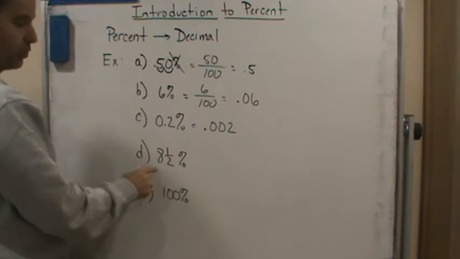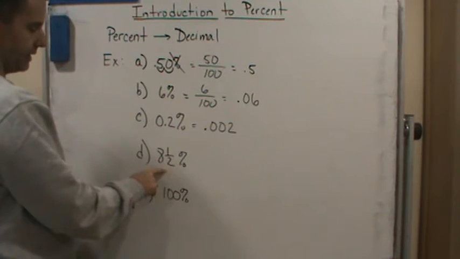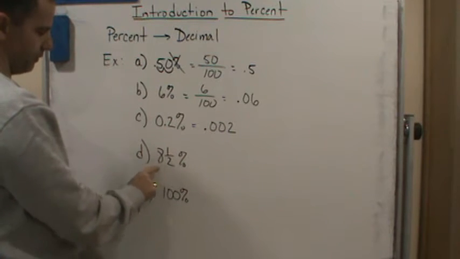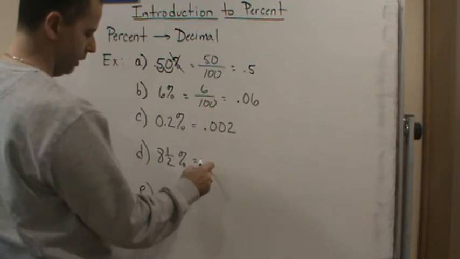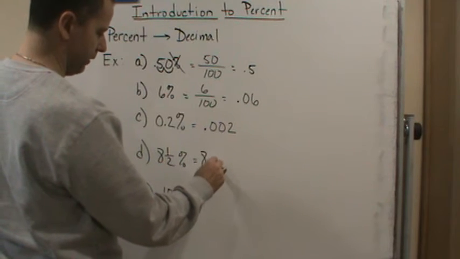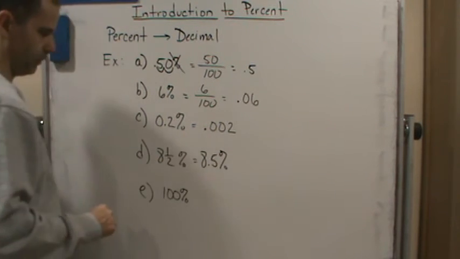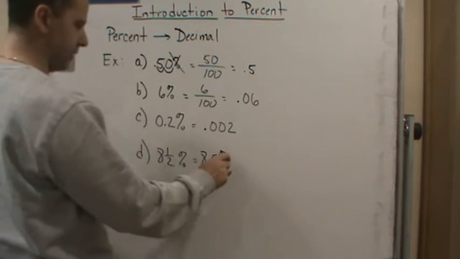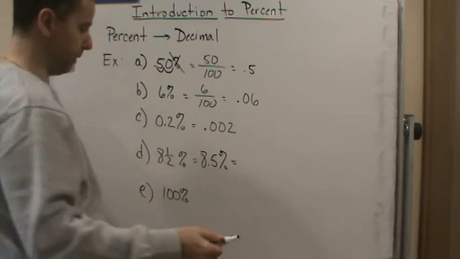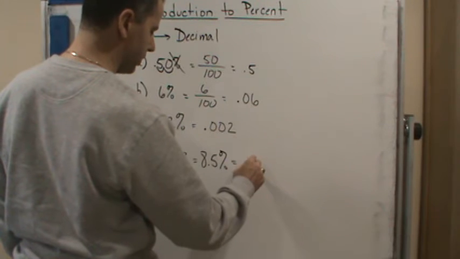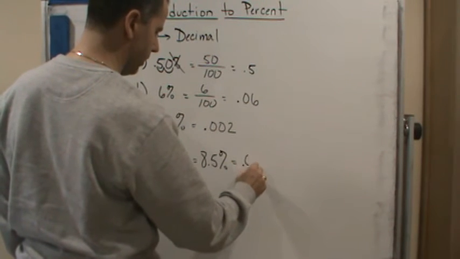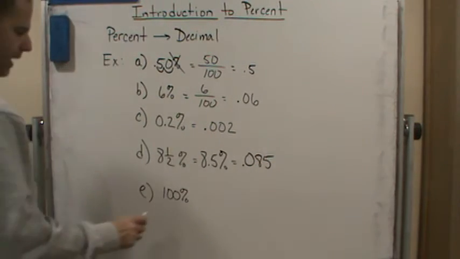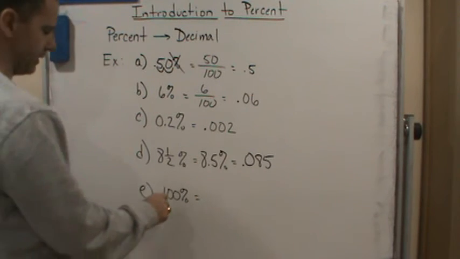Now 8.5%, now notice it's a mixed number. So we want to change this into a decimal. Okay, so I want to change this to a decimal. So this would be equal to, first I'm going to write it as 8.5%. Okay, now that it's in a decimal, now I can go ahead and move the decimal point to the left 2 places, right? Because what I'm doing is I'm dividing by 100%. And so if I move the decimal point to the left, I get 0.085.